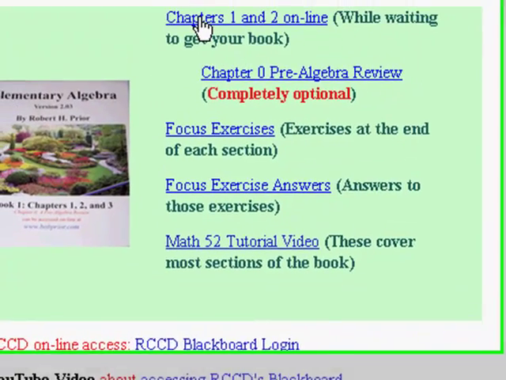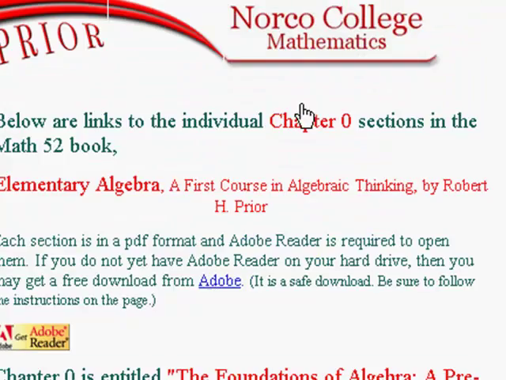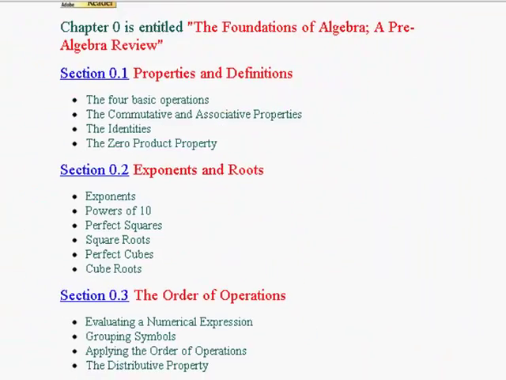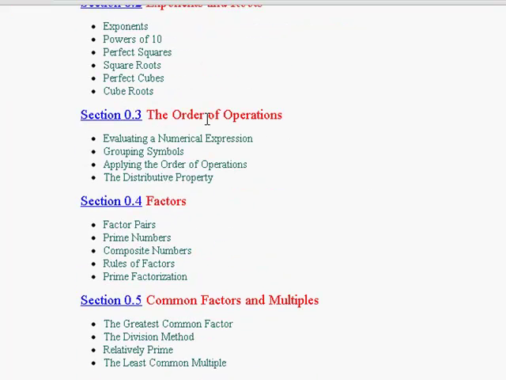I want to let you know that you can actually read chapters 1 and 2 online while you're waiting to get your book. I also have a chapter 0 online, but it's completely optional. And if you want to spend the time looking over certain things like fractions, well, let's just take a quick look at what's in the pre-algebra. You can review some properties and definitions. You can review exponents and roots, some radicals, square roots, that's what that means. You can review the order of operations.